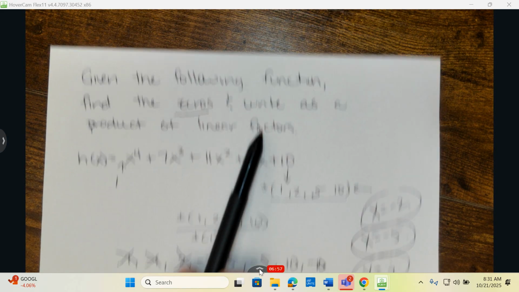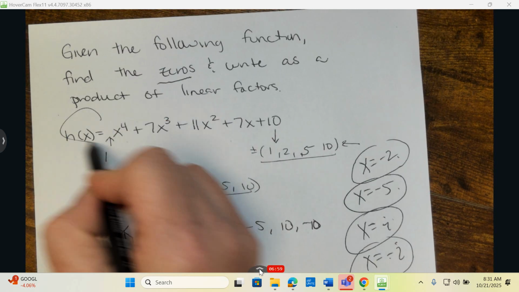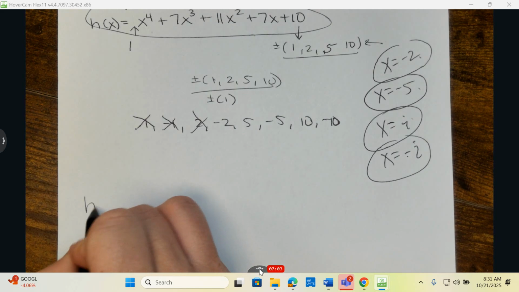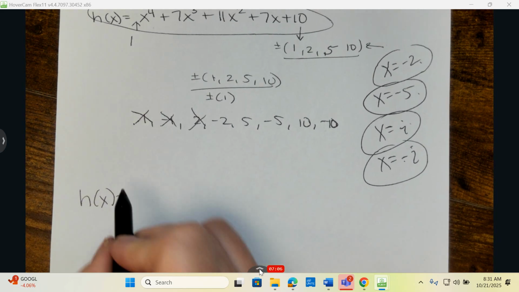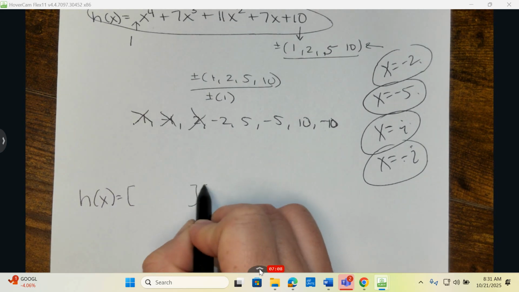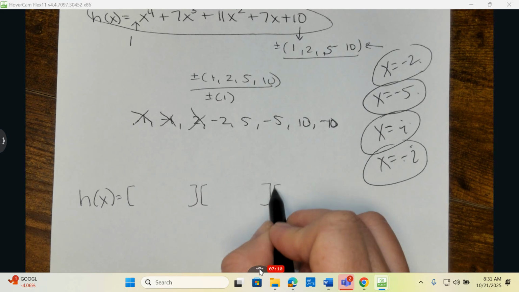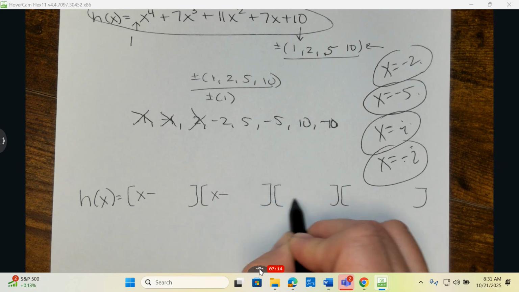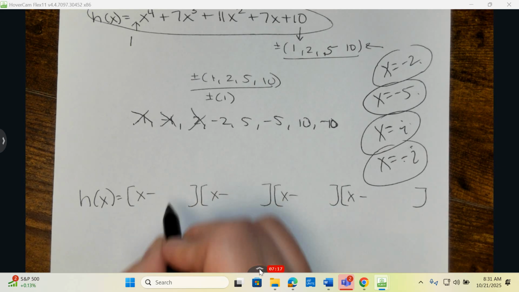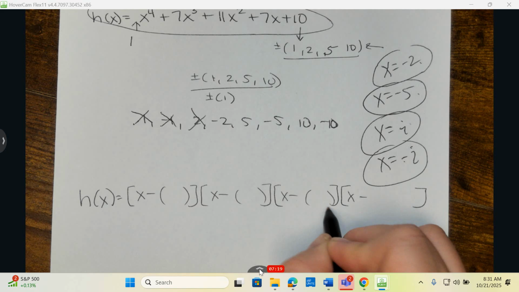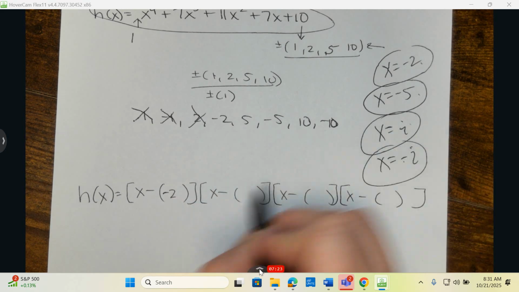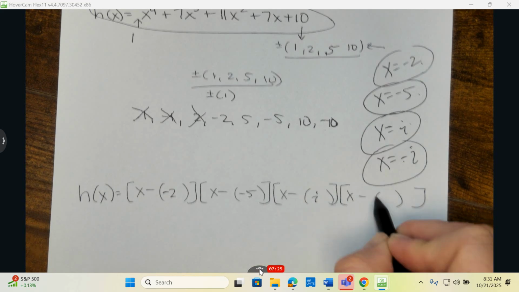The next thing we need to do is write the product of linear factors. So here we go. We are rewriting this as a product of linear factors. So I'm going to start with h of x equals. And then I'm going to go through and make 4 brackets because I have 4 solutions. X subtract will be in the front of each. Behind it will be a parenthesis. And now I'm going to drop in what I have. I have a -2, -5, an I, and a -I.